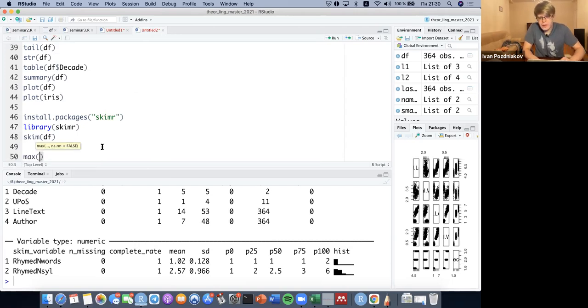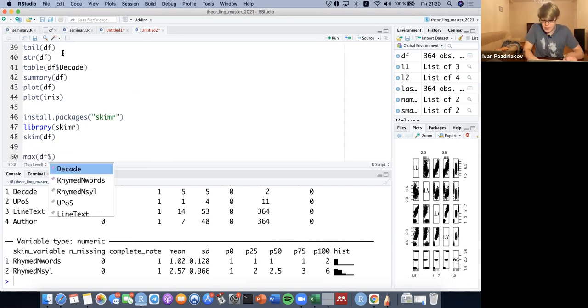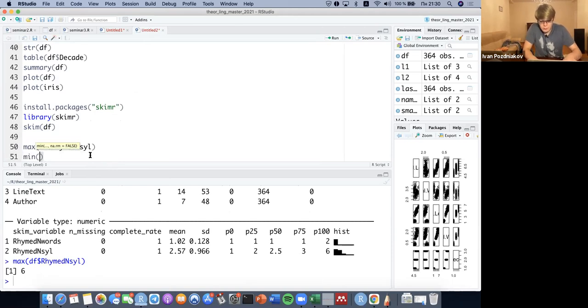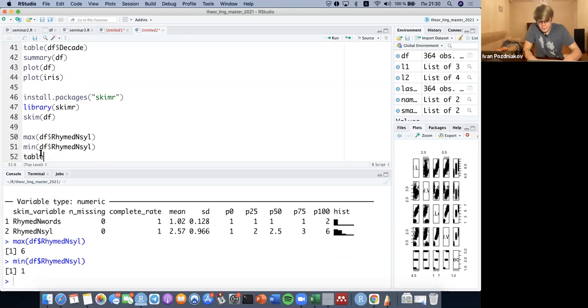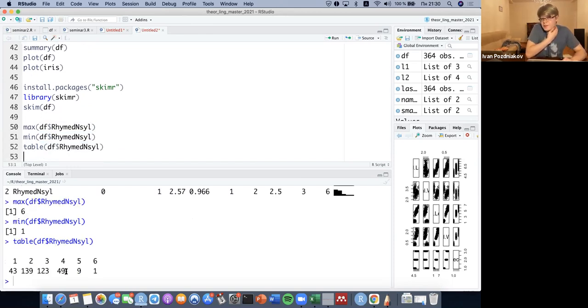How to do that? You extract this column as a vector and use the function max for that. Max, mean, right? Or even table. So now we know that the longest number of syllables in the rhyme position is six. And let's find this one. How to do that?